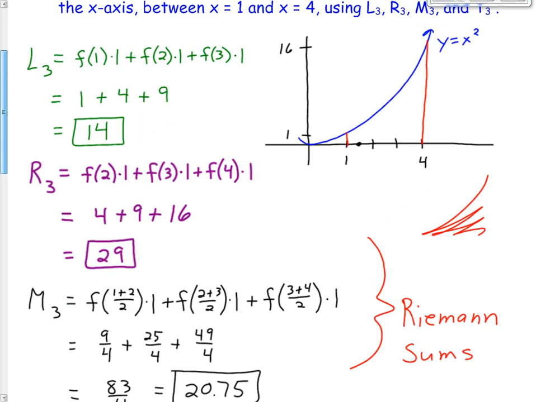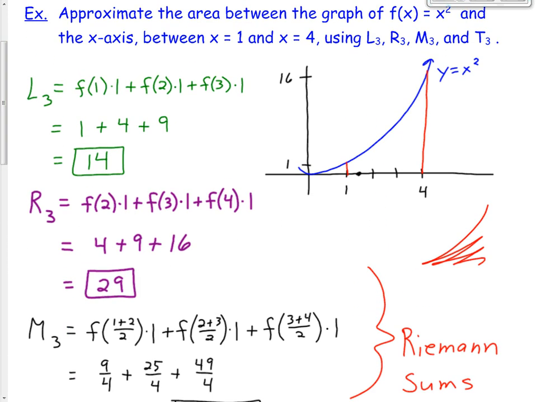And let me give you the visual on that. So for the trapezoid, what we're going to do, we're going to take these 2 points and connect them and make a trapezoid. And then for the next subinterval, another trapezoid. And for the last one, another trapezoid. If you remember the area of a trapezoid, 1/2 base 1 plus base 2 times the height.